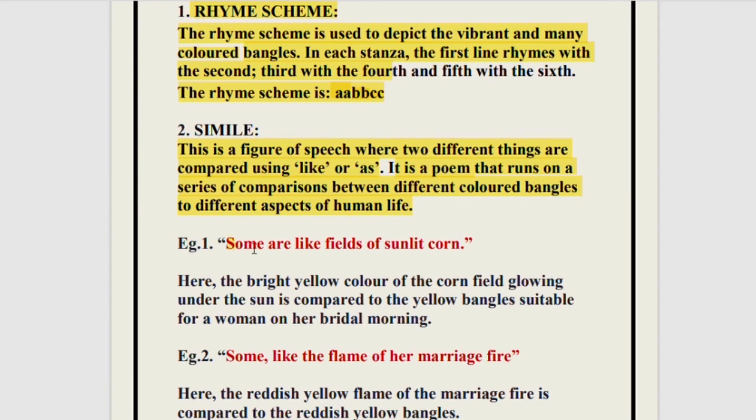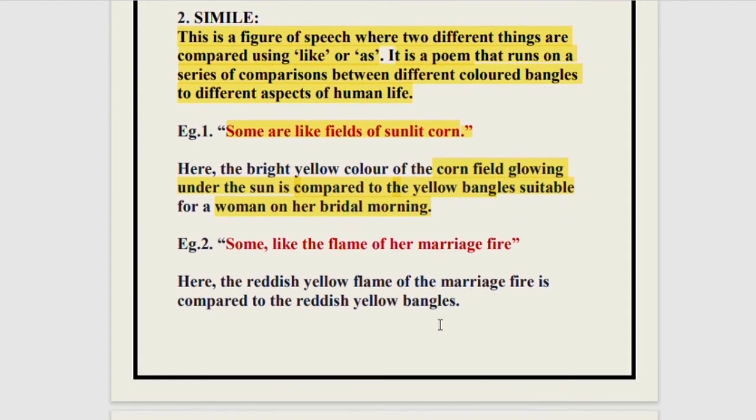In the third stanza, what are the examples? Some are like fields of sunlit corn. I think you all remember from the last class that we discussed the bangles that are suitable for the women who are going to be married soon. So for them we are discussing in the third stanza. So these bangles are of what color? Like the fields of sunlit corn, they are bright yellow in color, just like the corn fields that glow under the sun. So the corn fields glowing under the sun is compared to these yellow bangles, which are suitable for the women on her bridal morning that she wears before her marriage, on the day of her marriage, in the morning of her marriage. Okay, very easy example.